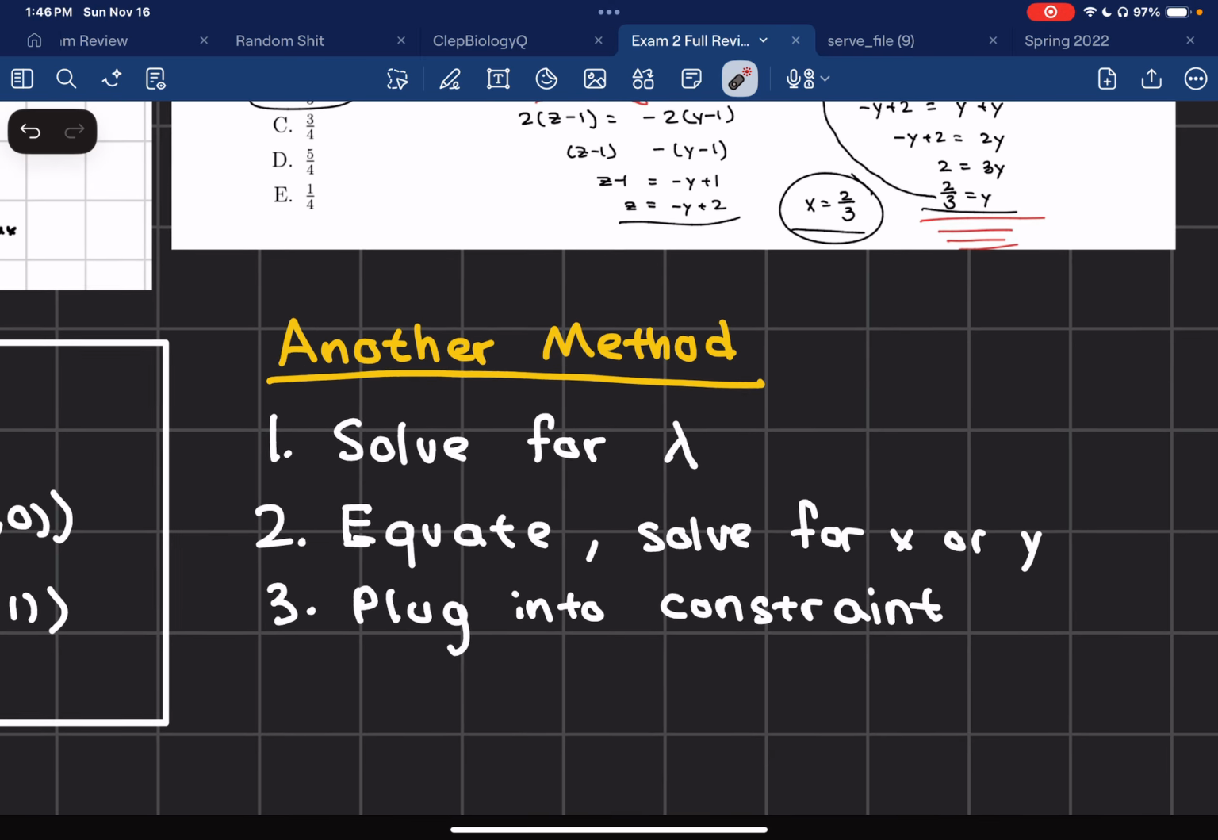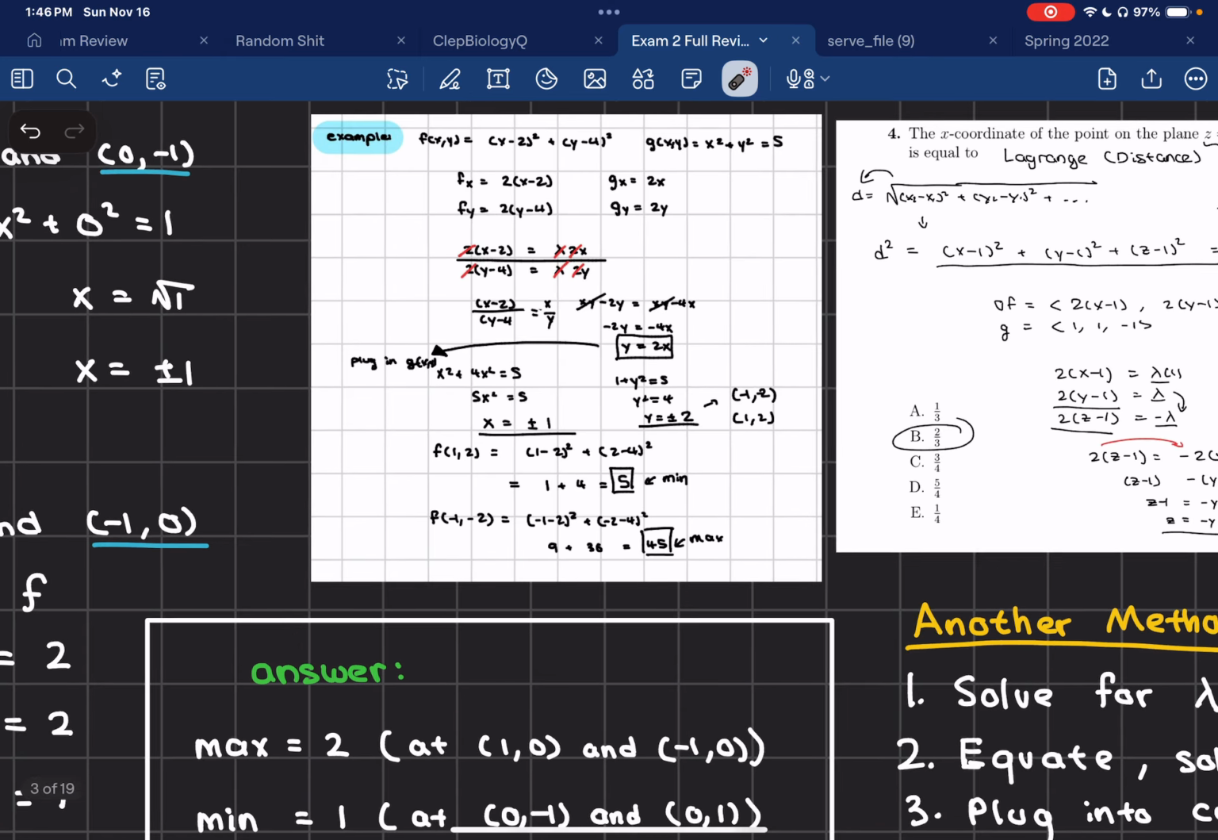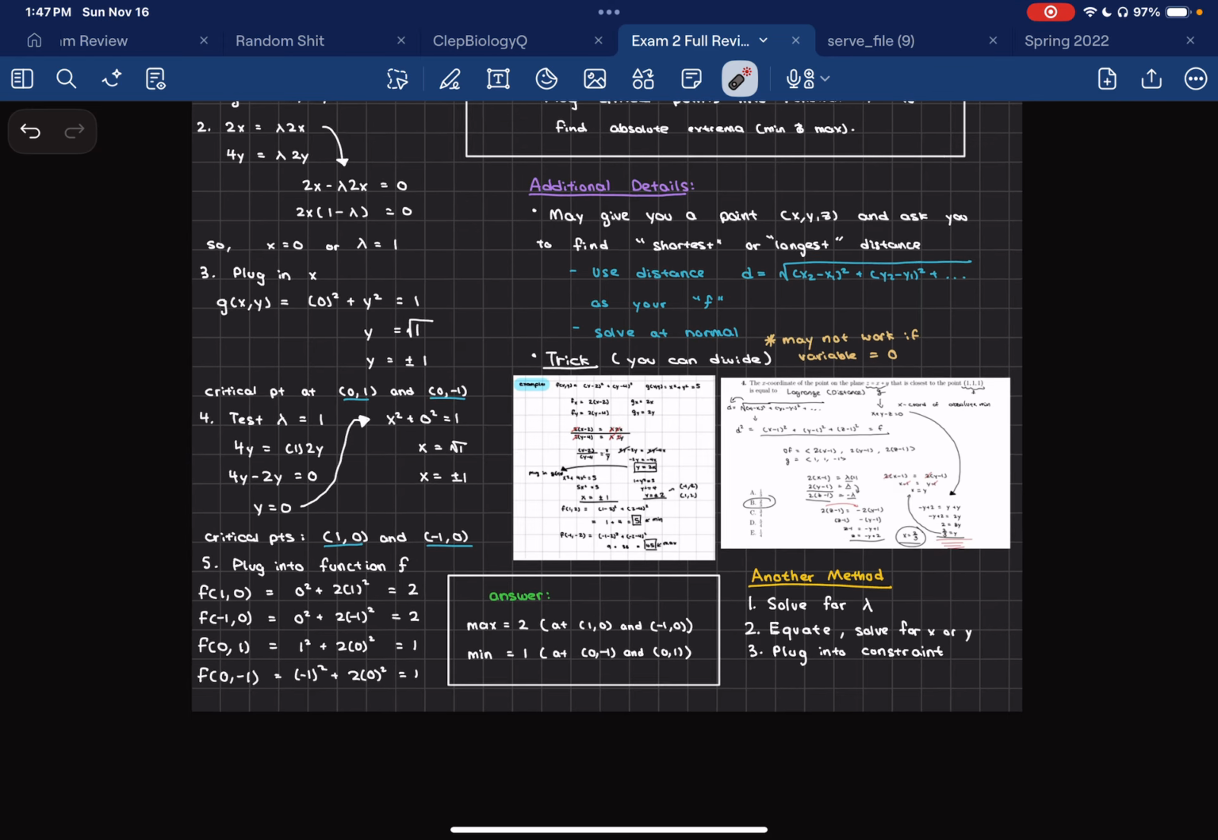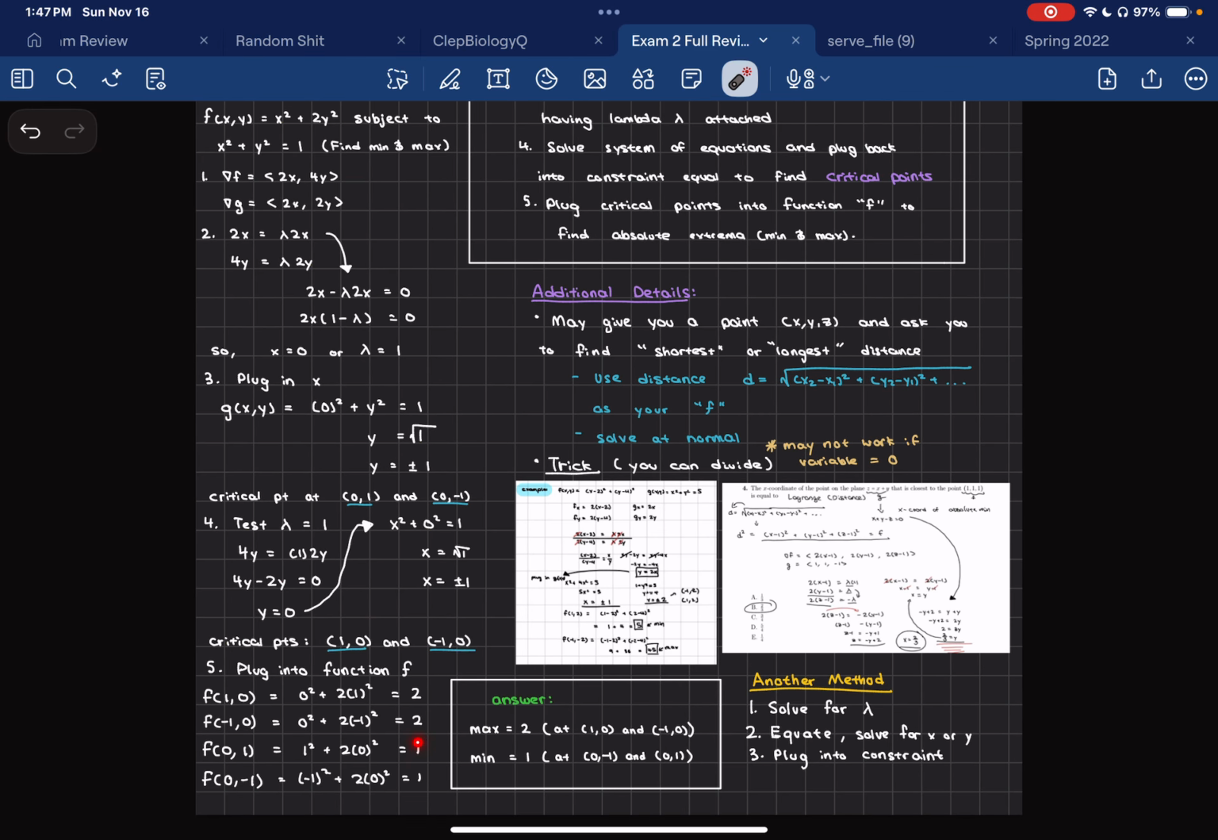Another method that we did see in here is to solve for your lambda, equate it, and then solve for x and y, and then plug into your constraint in order to continue the road into finding your critical points.